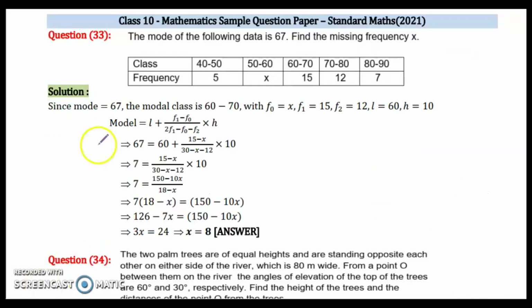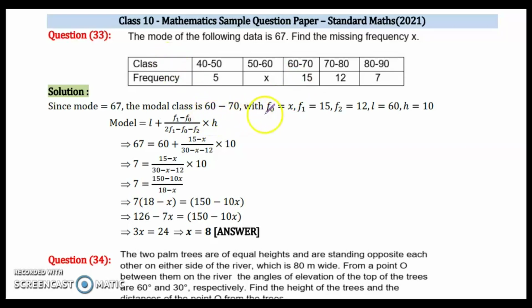Right. The next problem is, the mode of the given data is 67 and we have to find out the missing frequency x, right? That means in the problem the mode is given. Based on the available mode, we have to estimate this x value, right? Mode means the maximum frequency, and the value of the mode is given as 67. Therefore naturally it belongs to the modal class, that is 60 to 70.